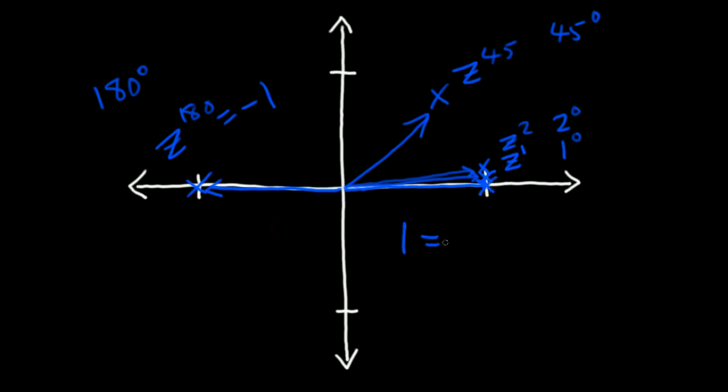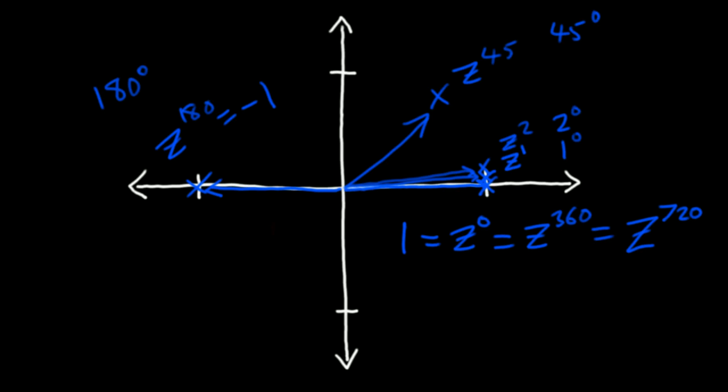1 is of course equal to z to the 0th power, because anything to the 0th power is 1, and that's equal to z to the 360th power, and it's equal to z to the 720th power, and we could keep going on and on, around and around the circle, and keep finding larger and larger exponents that would give us the same results that we got with smaller exponents, because this function is periodic.